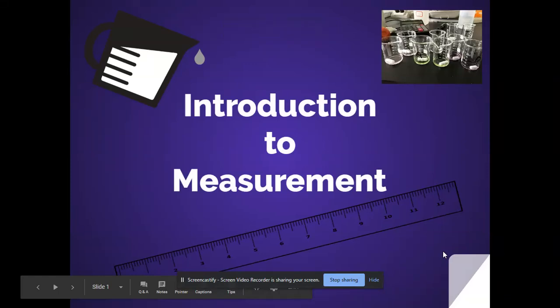Hello, kids. So we are going to be starting chapter 10, and chapter 10 is going to be about measurement. What I'd like to do is give you a little bit of an intro to measurement before we get into some of the lessons in our math book. Sometimes measurement can be confusing, so hopefully I can break it down a little bit for you and make it a little easier to understand. Okay?